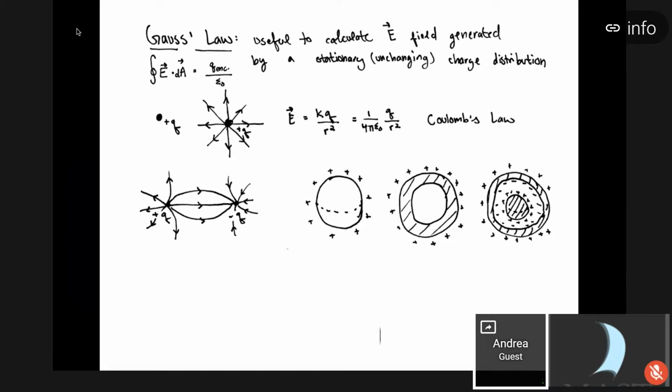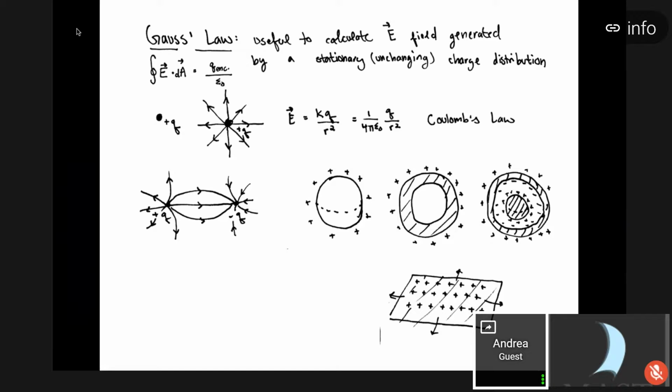Gauss's law gives you the equipment to deal with all of this and actually even more complicated charge distributions, something like this, an infinite plane of conducting charge. Gauss's law gives you a really good intuition that helps you understand how the electric field is generated and what its geometry is going to look like.